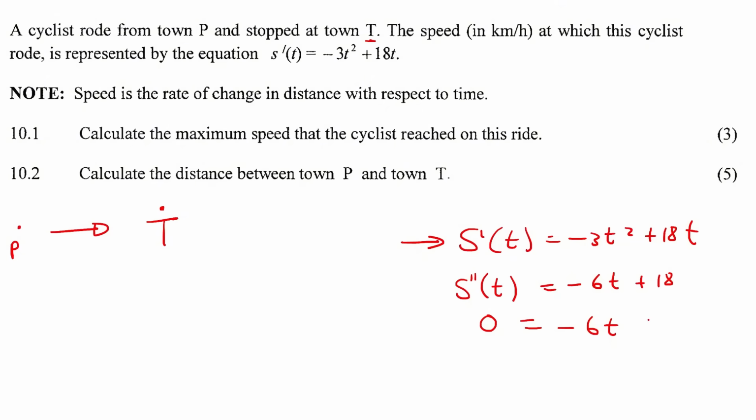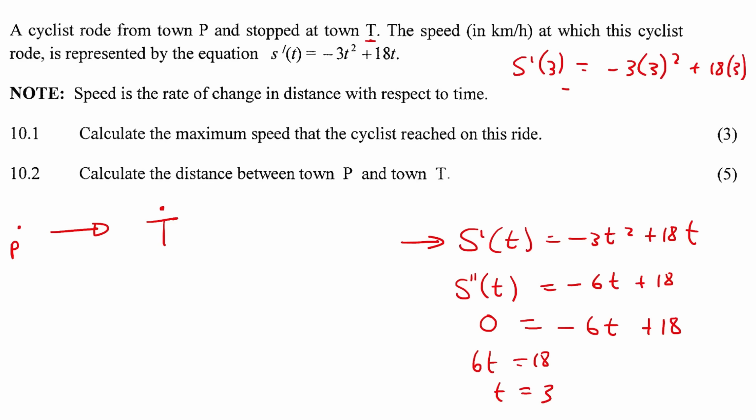Okay, so we took the first derivative, and now you just solve for t, which should give t as 3. So at 3 hours, the cyclist has reached the maximum speed. What would that maximum speed be? Now you plug it back into the original equation for the speed, and you end up with minus 3 times 3 squared plus 18 times 3, which gives 27 kilometers per hour. That is the maximum speed the cyclist reaches.